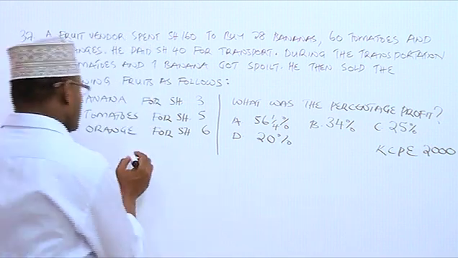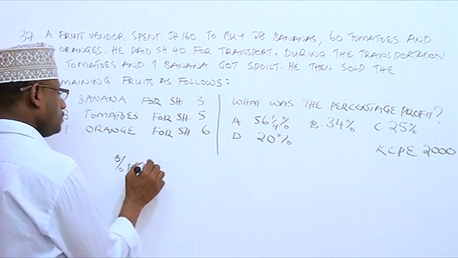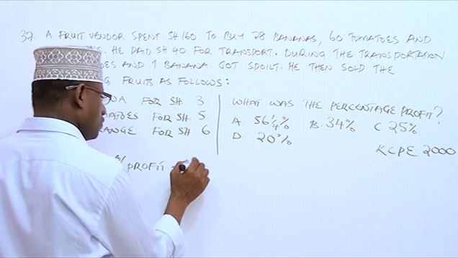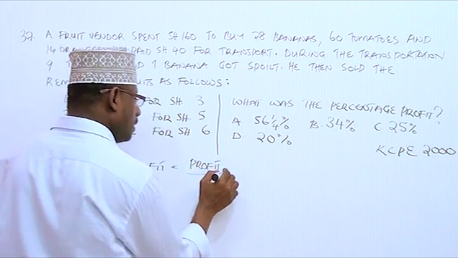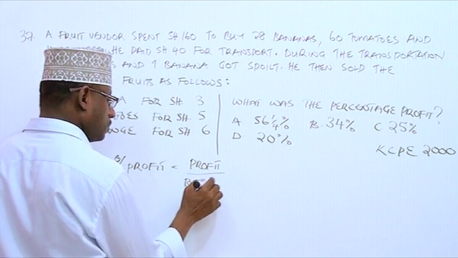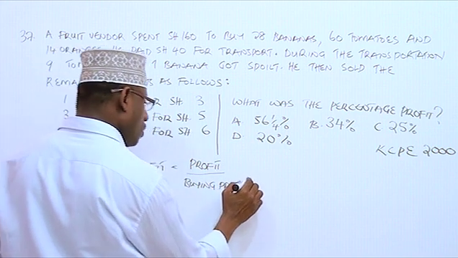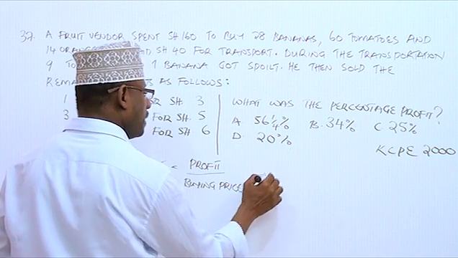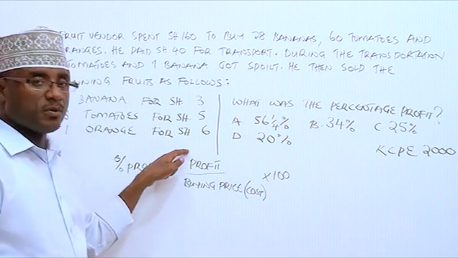Now, when we want to get the percentage profit, we need to get the profit, first of all. How much is the profit? Over the buying price, buying price or cost price, multiplied by 100. We need to get the profit.